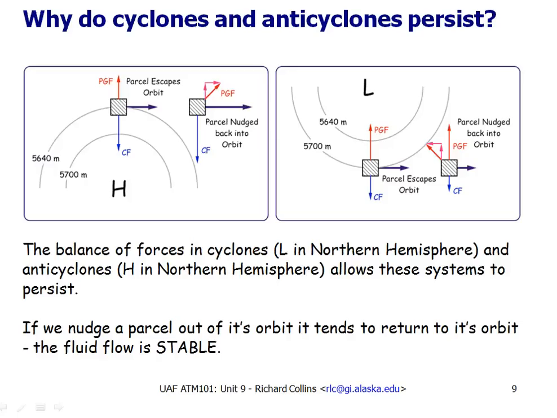In this case, the velocity decreases. The geometry is that the pressure gradient force is acting against the velocity to decelerate the parcel. The Coriolis force reduces, the pressure gradient force pulls the parcel back into the orbit, and so we again have a stable system.